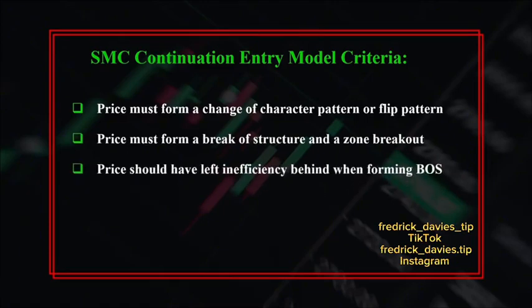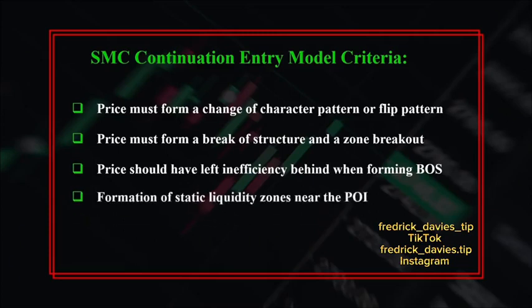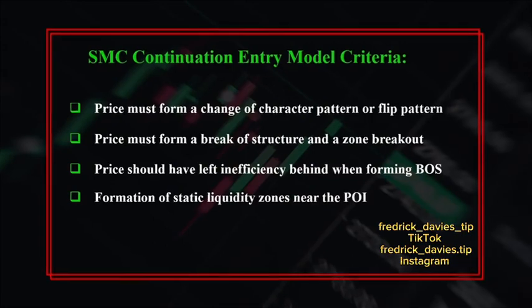The third rule emphasizes that the price should have left inefficiency behind when forming a break of structure. The last and most crucial rule is the presence of static liquidity zones near our identified point of interest. In summary, to have an opportunity to execute continuation trades, it's essential that all of these rules and criteria are met, and there are no exceptions.